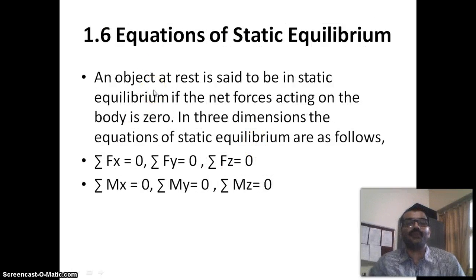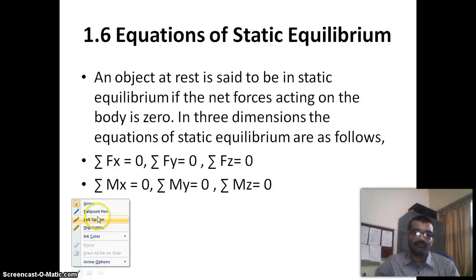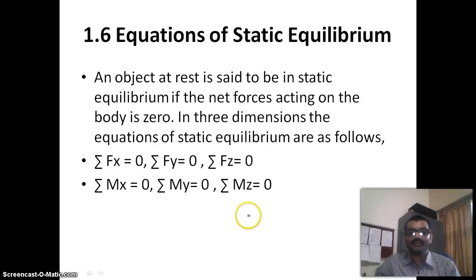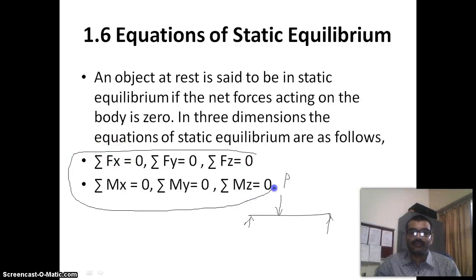Now the equations of static equilibrium. An object at rest is said to be in static equilibrium if the net force is zero. Suppose we take one body, which is simply supported, and we apply a force, suppose P. This body remains static if it satisfies the equilibrium conditions. It means the summation of force is equal to 0 and the summation of moment is equal to 0.